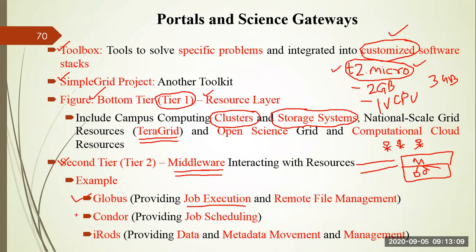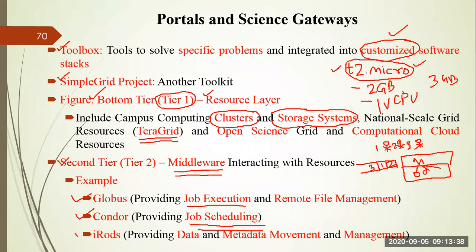Second example you can say is called Condor. This Condor provides the job scheduling mechanism. Job scheduling says that if multiple users are accessing the system, whose job needs to be executed first. For example, I decide the second user's job needs to go first, then the first user, then the third user. I am maintaining a particular queue in order to execute the jobs. That can be done by this Condor middleware.